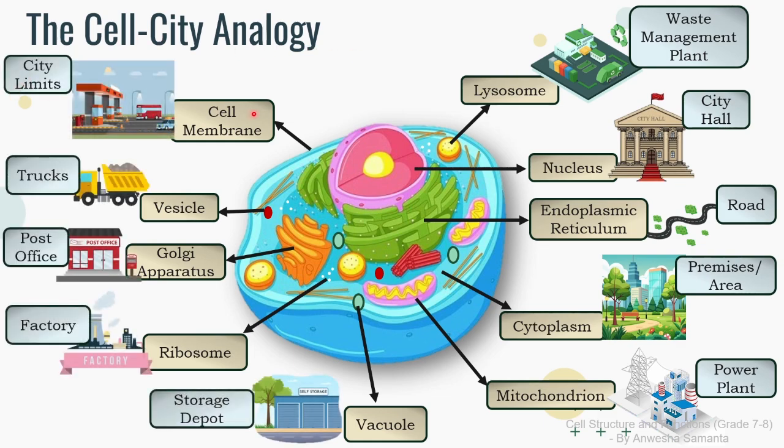Okay, the cell membrane is like city limits. Vesicles are like trucks. Golgi apparatus is like the post office. Ribosomes are factories. Vacuole is a storage depot. Lysosomes act like the waste management plants. Nucleus is city hall. Endoplasmic reticulum is the road system. Cytoplasm is the land or the area. And mitochondrion is the power plant.